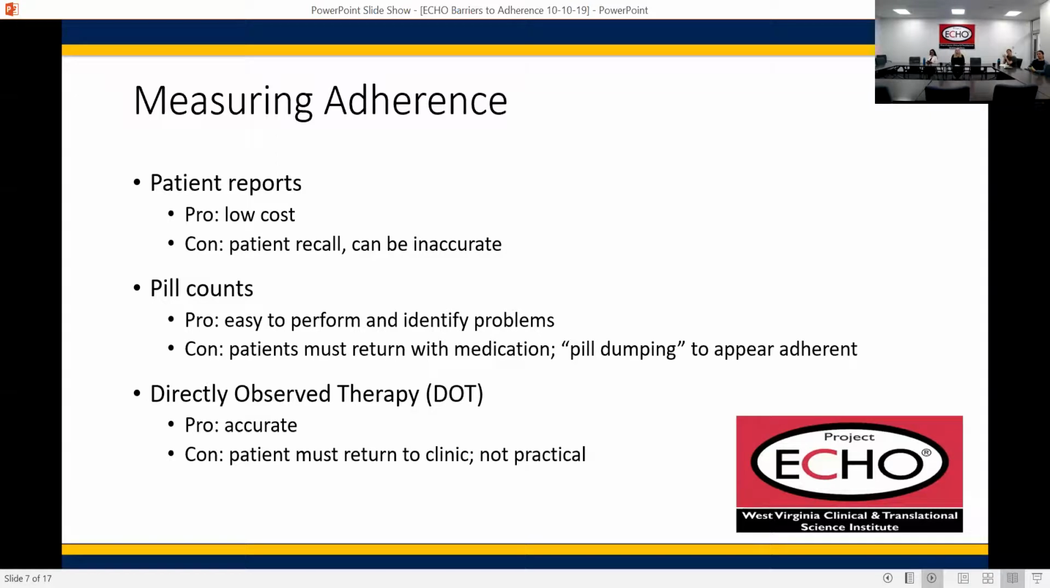Probably one of the most accurate ways would be directly observed therapy. Make them come in, but how feasible is that for you to do, to have a patient come in every day so you can watch them take their HIV regimen? So that's really not something that we're able to do easily, but it is the most accurate.